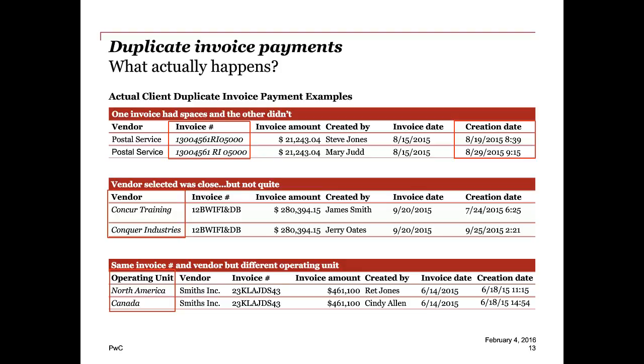The second example, on July 24th, James Smith receives an invoice for $280,000, give or take. And he types that into the system. He processes it fine for a client called Concur Training. However, on September 25th, Jerry Oates, who's also working on that same team, receives a similar invoice, and he goes looking for that vendor in the system. He quickly finds a vendor that closely resembles the name Concur, but it's actually Conquer Industries, and he quickly chooses it. The system allows that invoice to be processed even though the invoice number, amount, and date are the same as the original posted by James Smith.